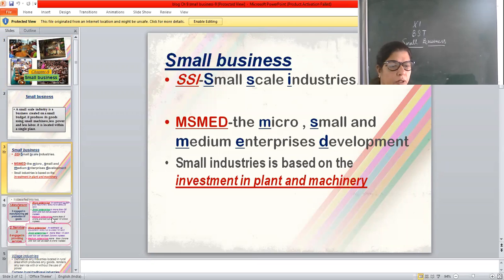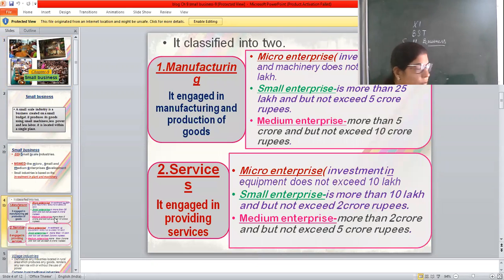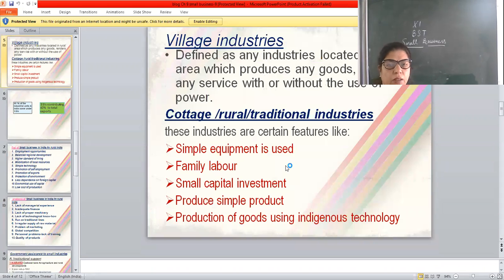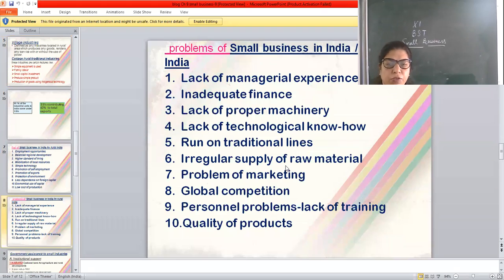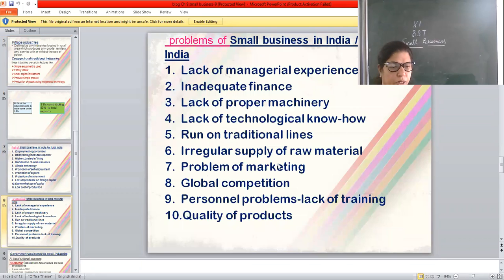Then on the basis of manufacturing, we classified the small business in two categories, manufacturing and service. Yes, I am sure you must be able to know. Next is village industry, we completed. You can see the previous videos. Then role of small business, yesterday we completed.